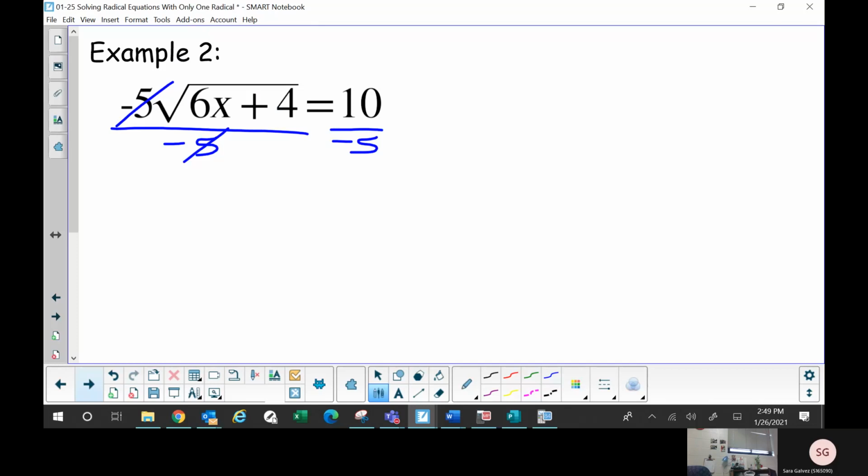So those cancel. You're left with the square root of 6x plus 4 equals -2. 10 divided by -5 is -2. Now we can square both sides.